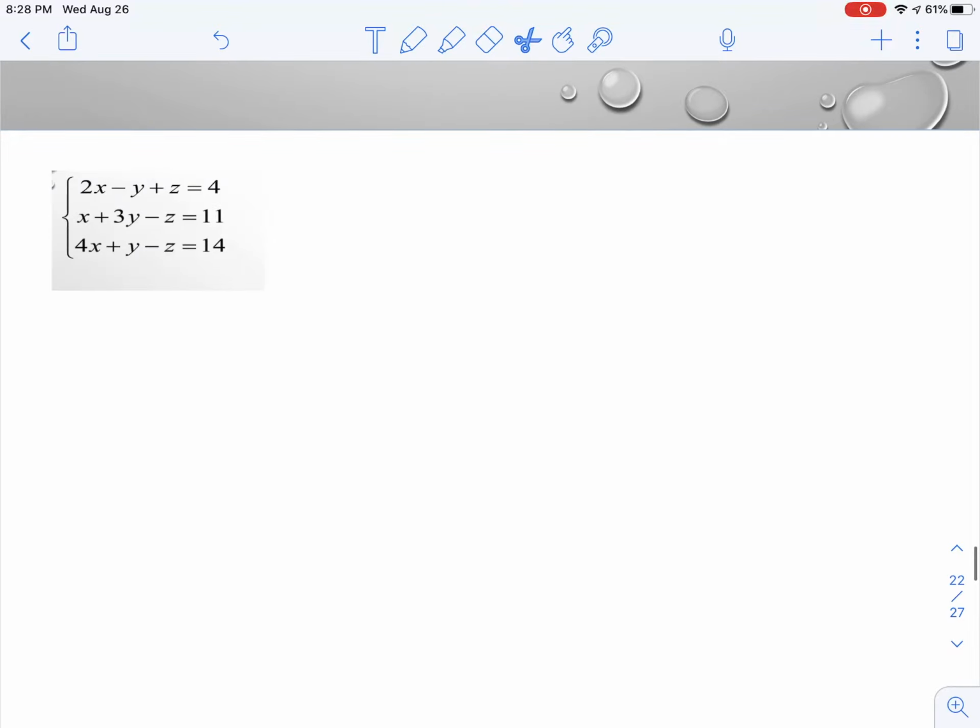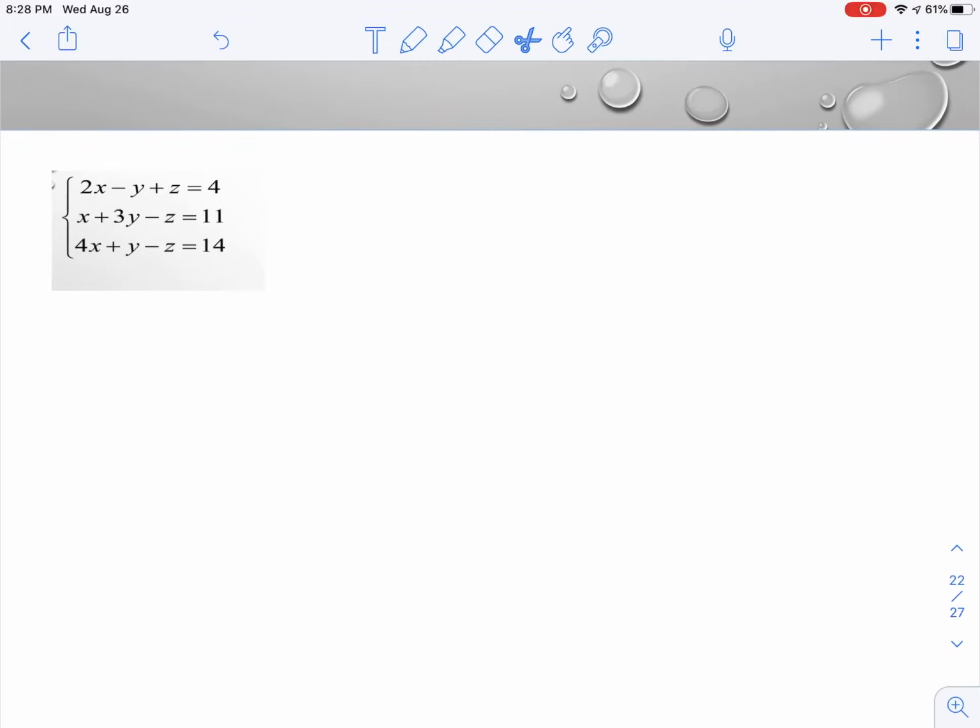All right, so I want to take a look at this and ask myself, what's one variable that I can easily solve for that's not going to give me fractions? So I've got a couple of options here. The first equation I could solve for y or z. Second equation I could solve for x or z. Third equation I could solve for y or z.